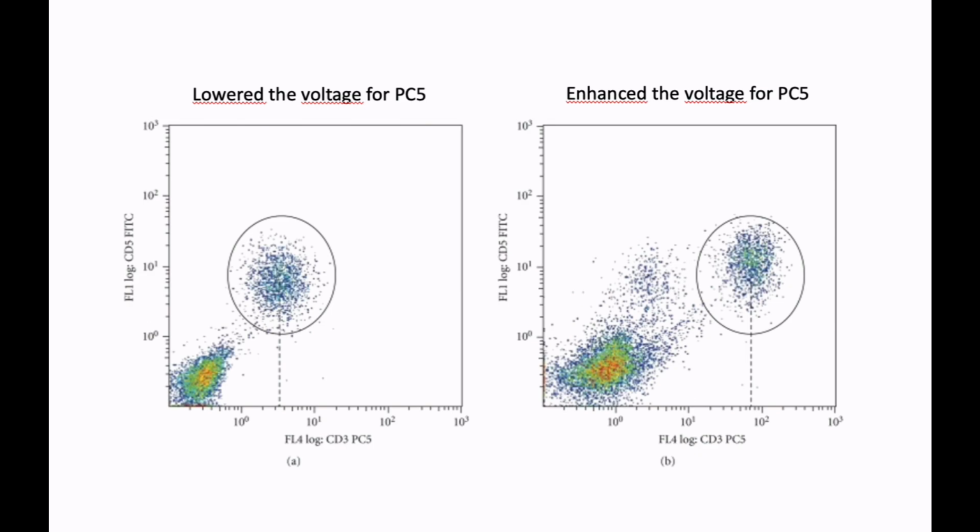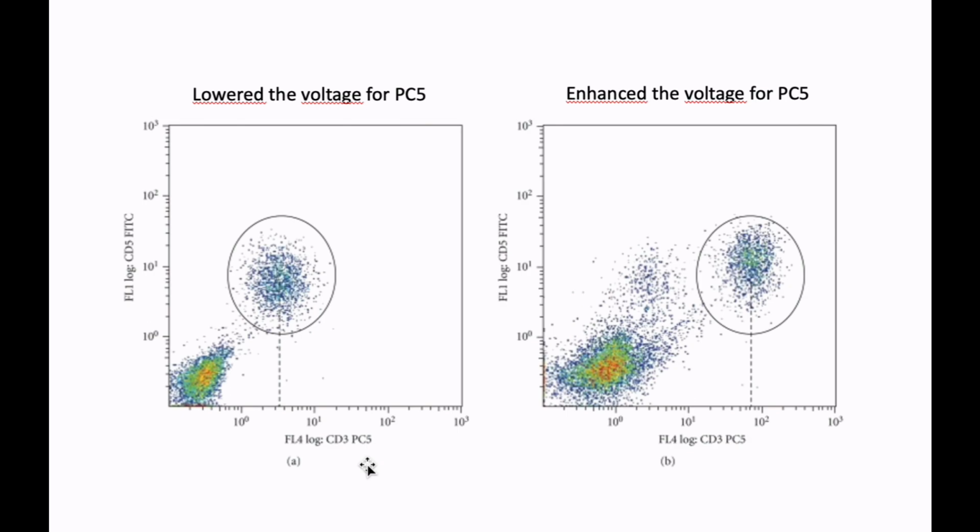Here, for example, you can see that on the x-axis there is this CD3, that is a marker, for example, for T cells, T lymphocytes, and this is evidenced through PC5, which should be a fluorochrome for this CD3 marker. Of course, in this case, I suppose the cells are labeled with an antibody that detects the CD3 marker, and this antibody is labeled with this PC5 fluorochrome.